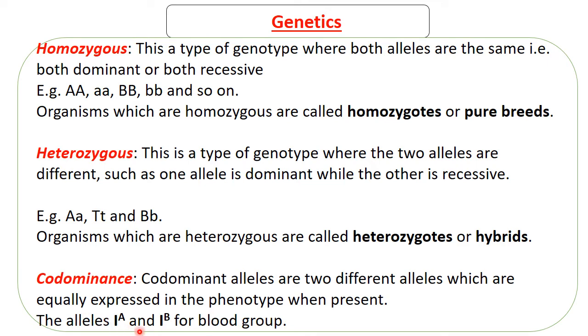Another good example is blood group. Blood group A and blood group B are codominant. So if the mother's blood group is A and the father's blood group is B, the child is going to have blood group AB, because both of them are codominant.